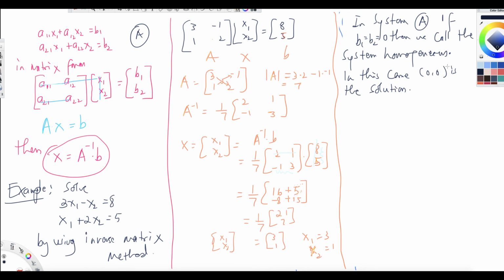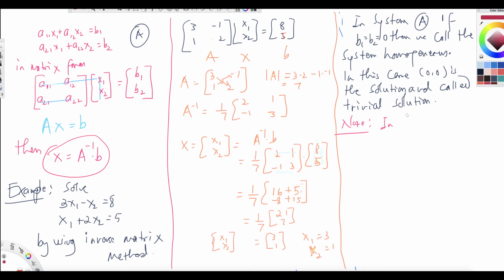Okay, so let me write down a note here. Look at this. If B1 and B2 are 0, then this matrix will be 0, right? That means this matrix will be 0.